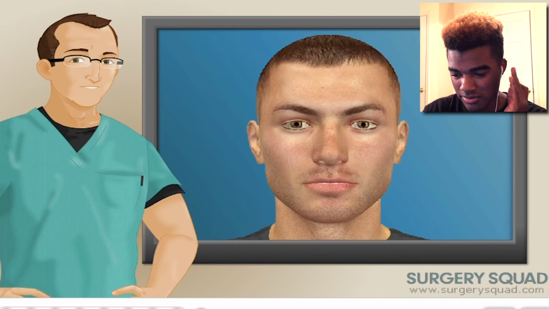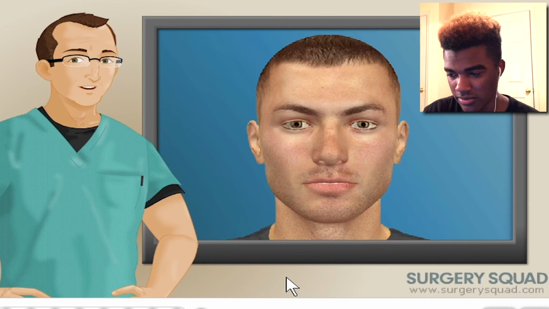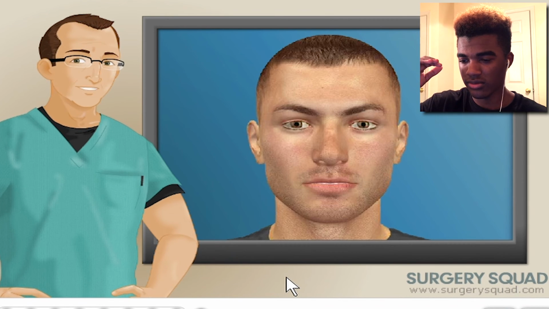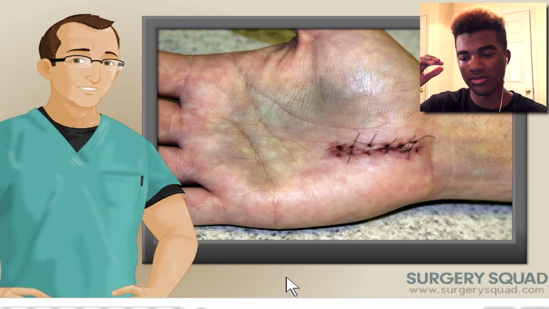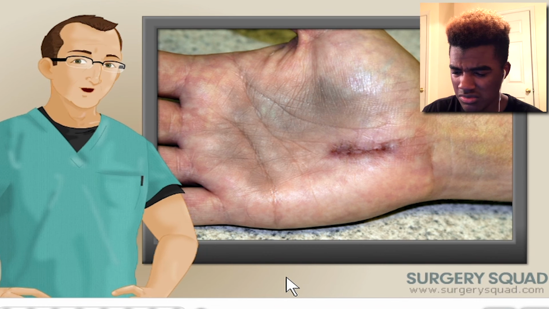This will include keeping his hand elevated above his heart for the first few days after surgery. About 2 weeks after surgery, we'll remove our patient's stitches, and he'll be gradually allowed to return to his normal routines in 4 to 6 weeks.